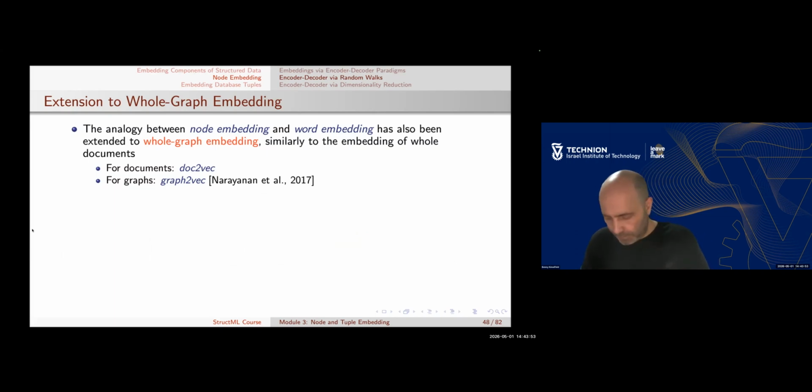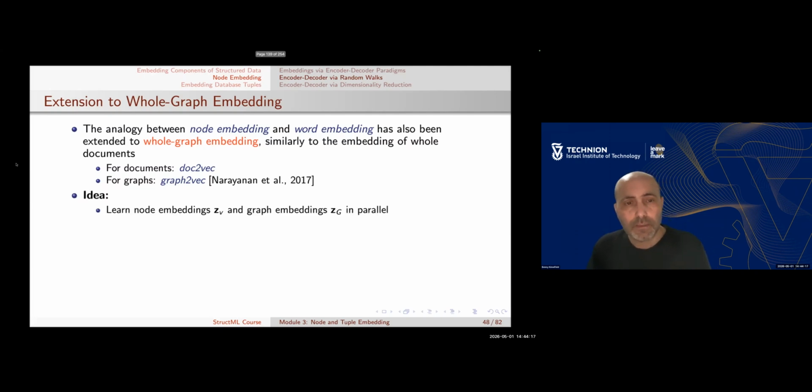It's a good opportunity to remind you of the use case of node embeddings for whole graphs. This is also applicable to text. For example, you have doc2vec. In graphs we have graph2vec, and the idea is a kind of generalization of what we've seen. We learn embeddings ZV, and also graph embeddings ZG. So we have many graphs, and in each graph we have embeddings of nodes.